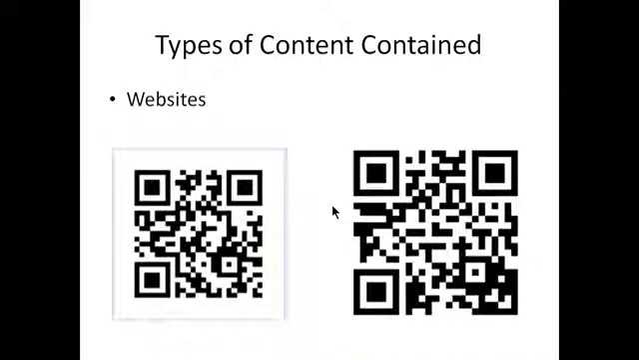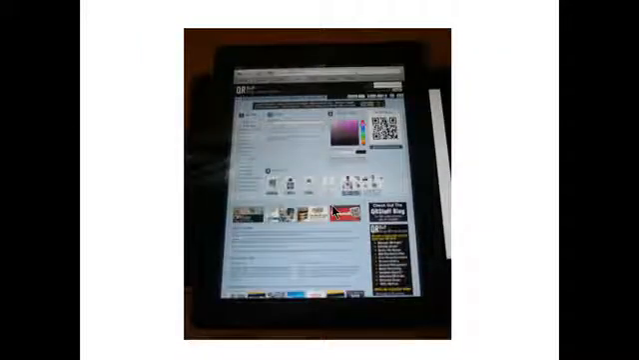We can also link to websites. So an example would be this one links to a website that provides a video of how to tie a shoe. The second one links to a website called QR Stuff, and we will take a look at QR Stuff in a few minutes.